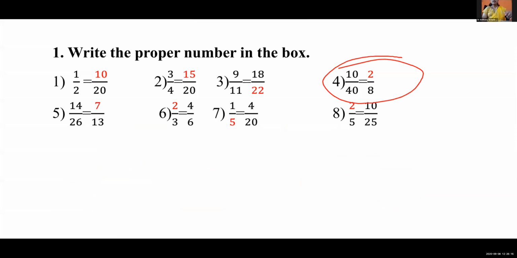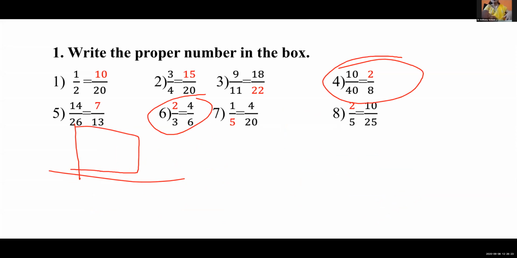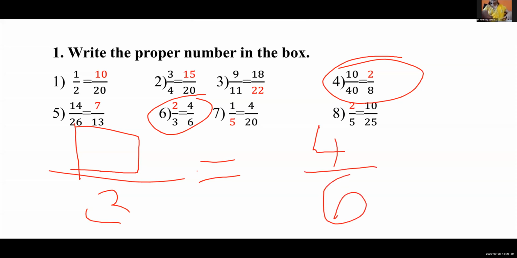Okay. Now we'll see the next example, the 6th one. Empty box upon 3 equals 4 upon 6. Here 3 is there and here 6 is there. The number is bigger, so what will we do here? Multiplication. By which number if you multiply 3, you get the answer 6?